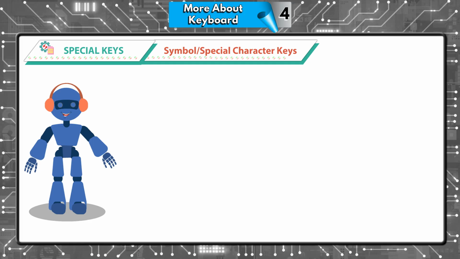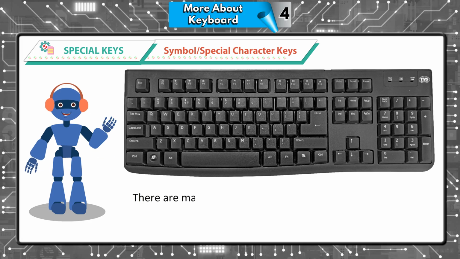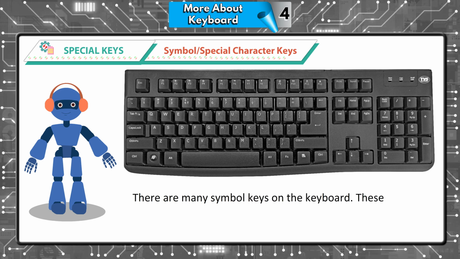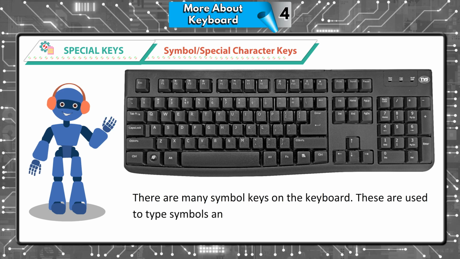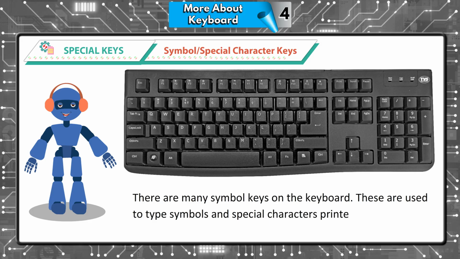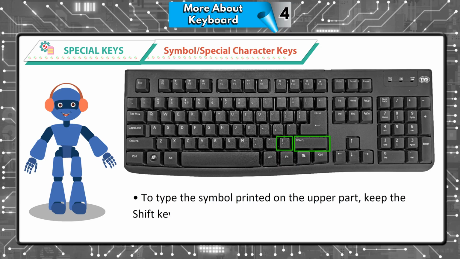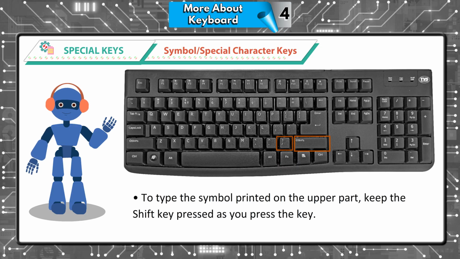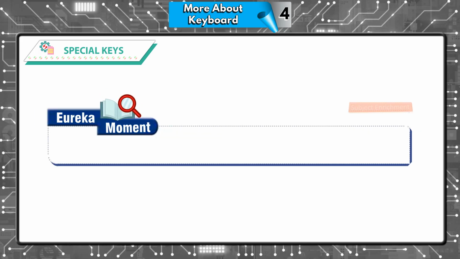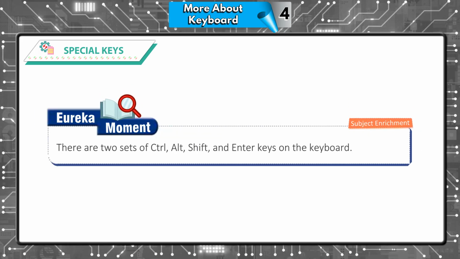Symbol special character keys. There are many symbol keys on the keyboard. These are used to type symbols and special characters printed on them. To type the symbol printed on the lower part, press the key. To type the symbol printed on the upper part, keep the Shift key pressed as you press the key. Eureka moment. There are 2 sets of Control, Alt, Shift and Enter keys on the keyboard.